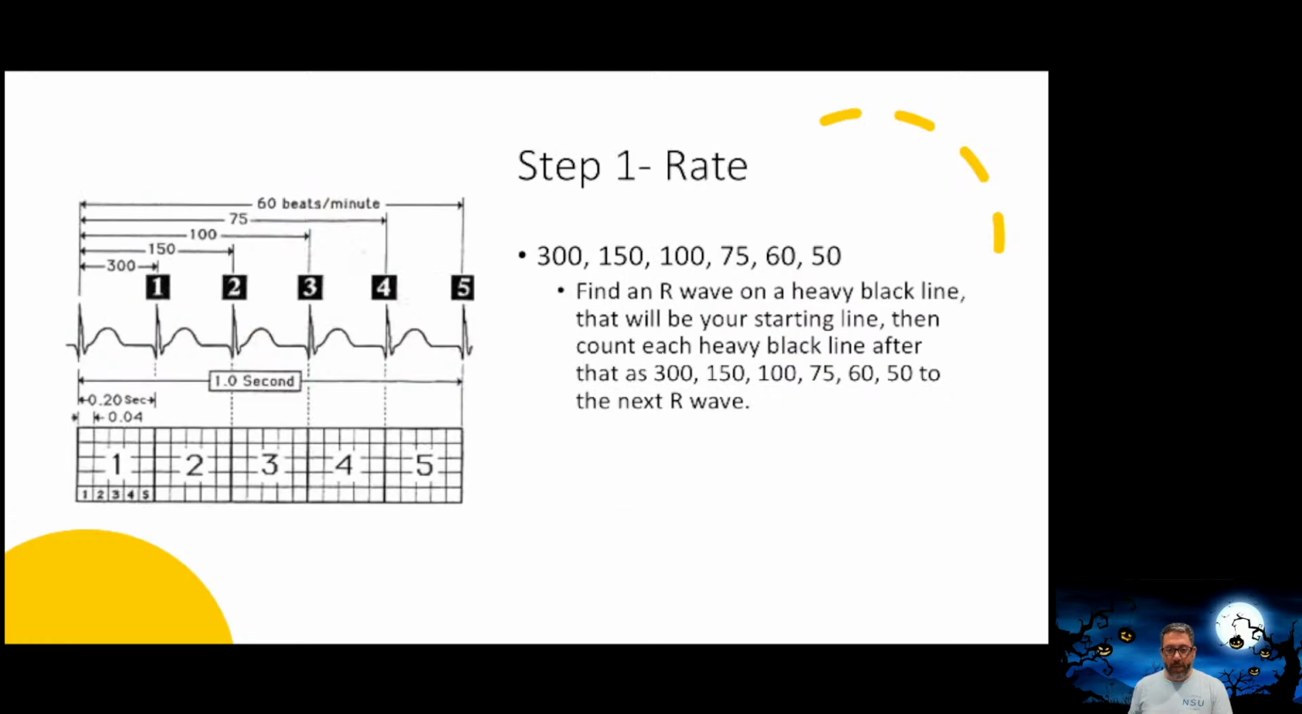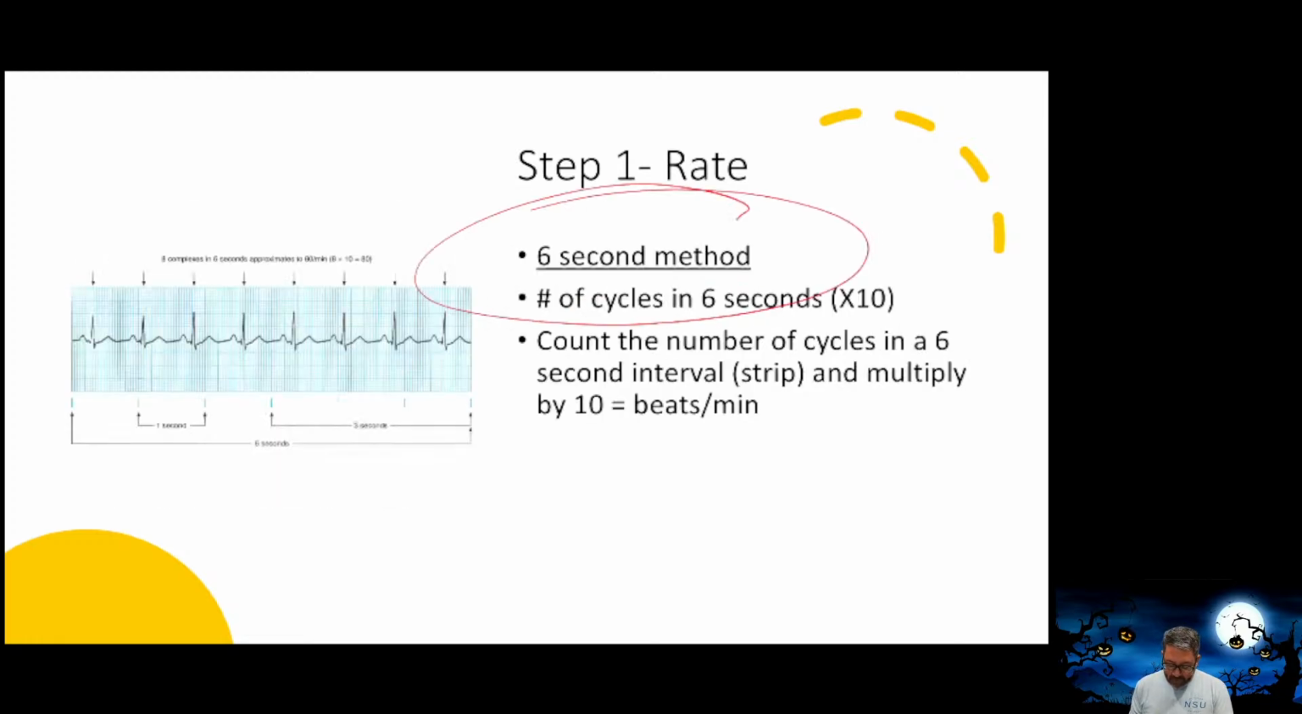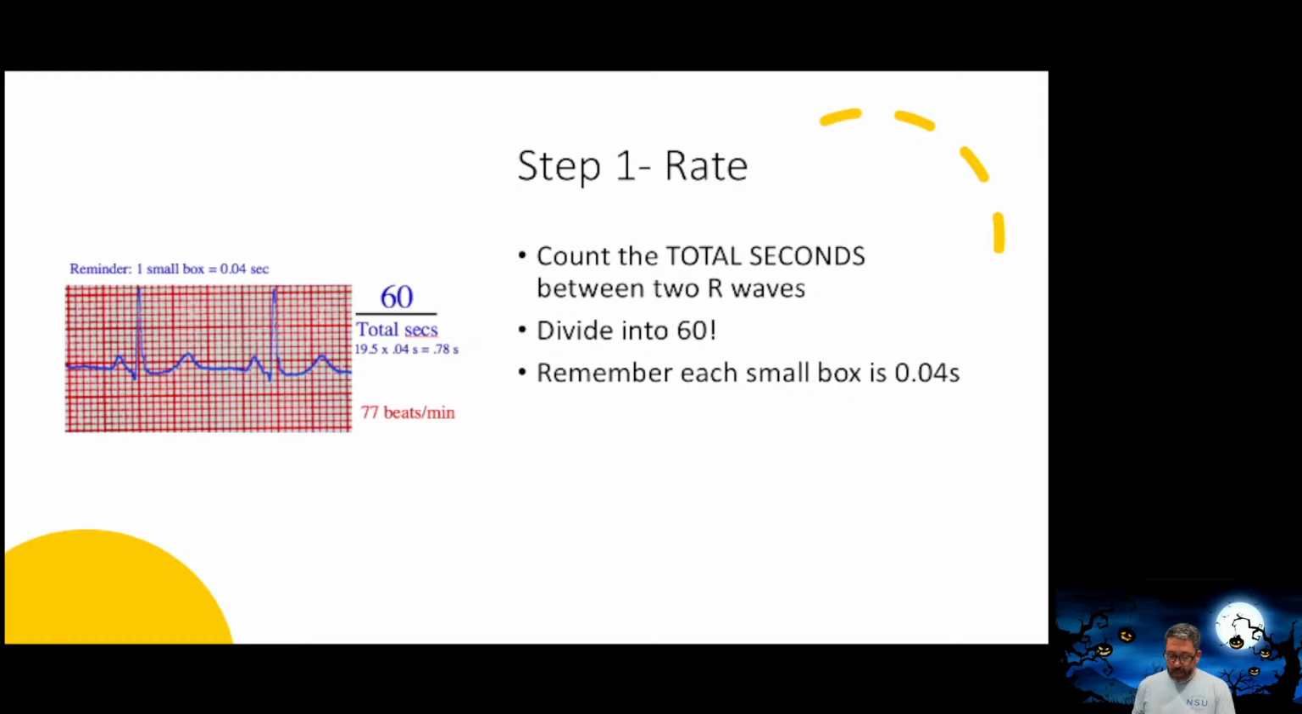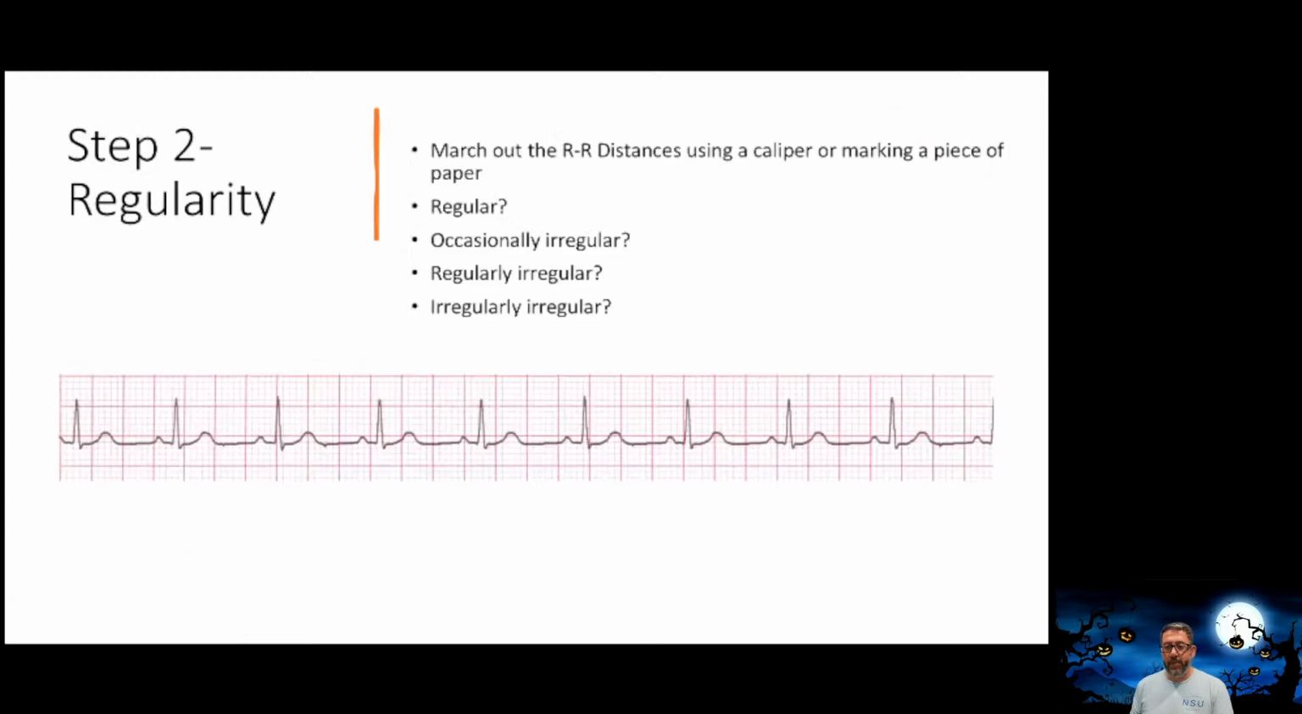Heart rate, there's many different ways to do it. Make sure you know the different types. You can count them out. The 6-second method is the best one. You just count how many complexes there are in 6 seconds, multiply by 10, and there's your answer. There's another one: count total seconds between 2 R waves, divided by 100. That gets a little confusing.